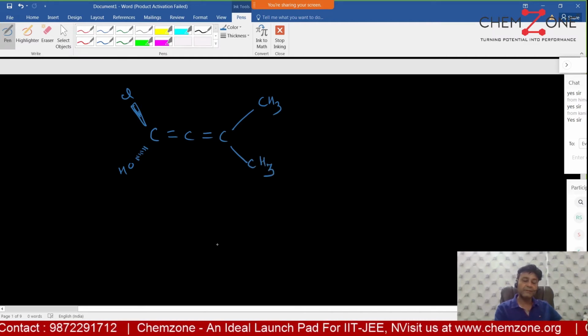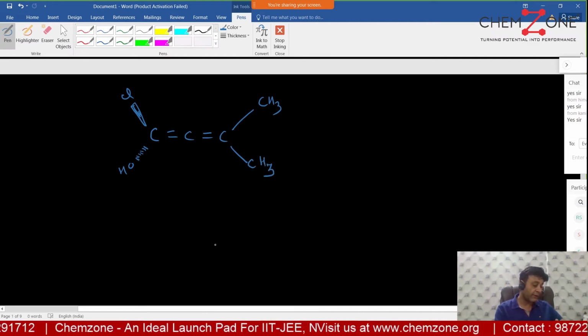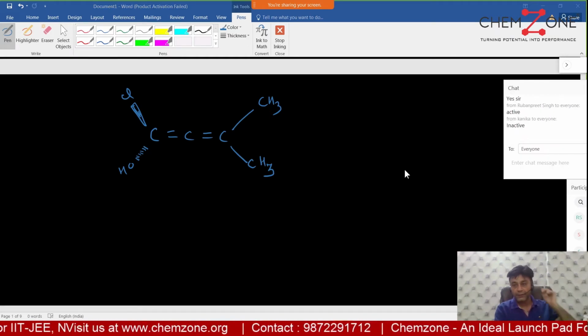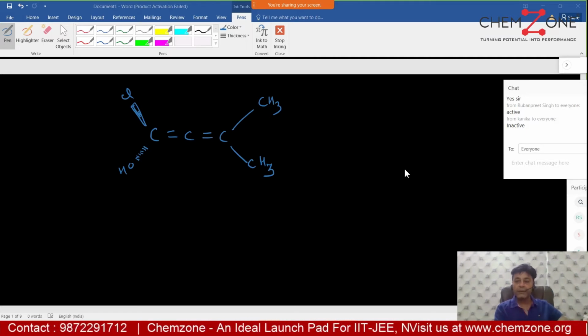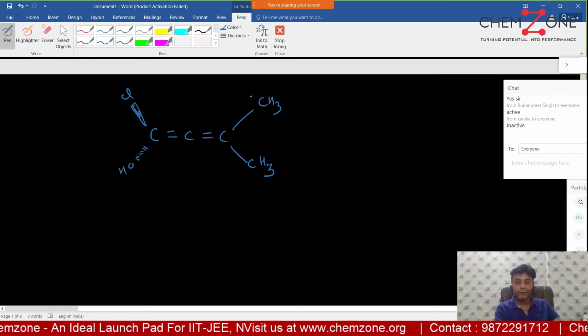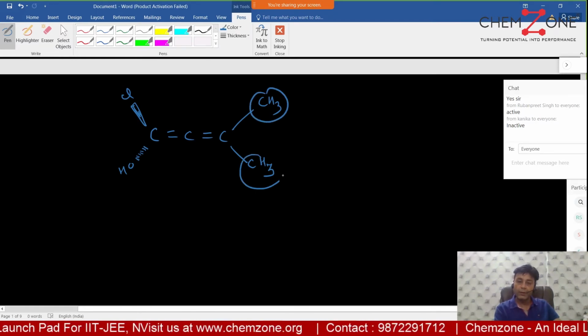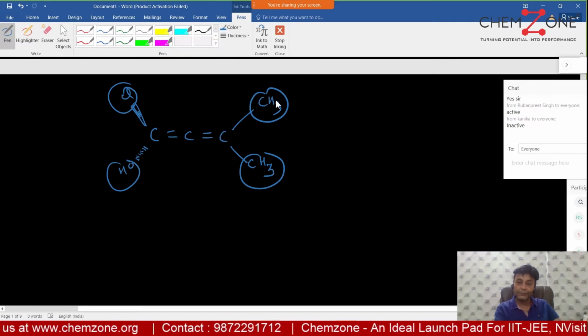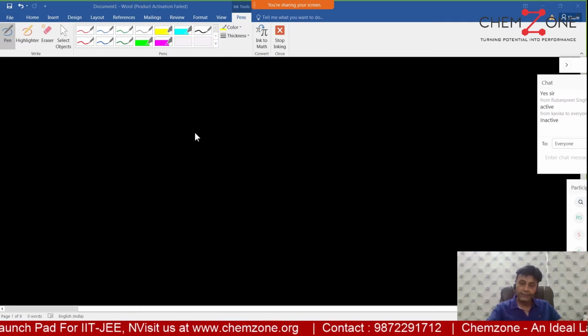What is the nature of this compound? Is it optically active or inactive? Ruben says active. Kanika says inactive. Okay. It is inactive. Very good. Reasons: here we have two similar groups of atoms. All the groups must be different, and here we have similar groups. Follow the condition here. Now, next compound.